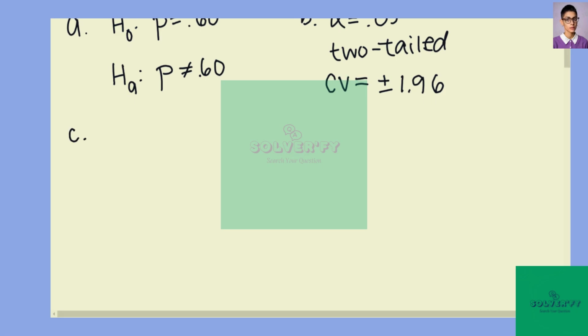Next, we need to find our test values. So we'll start by finding our sample proportion, which is equal to x over n, which is equal to 26 over 50, which is equal to 0.52.